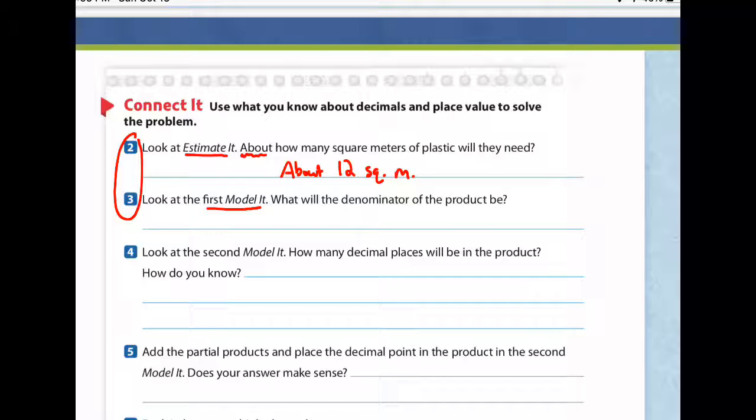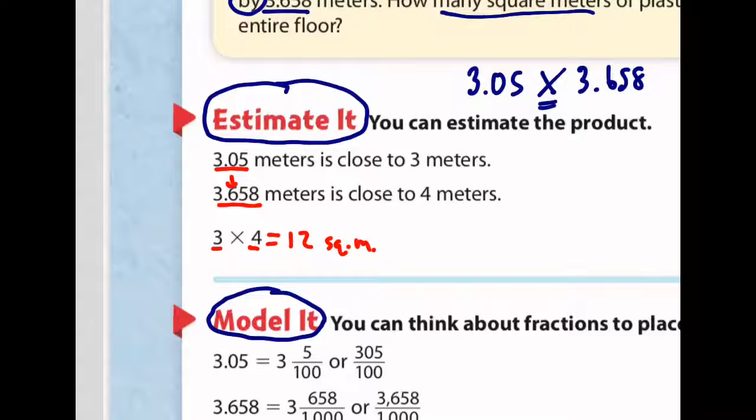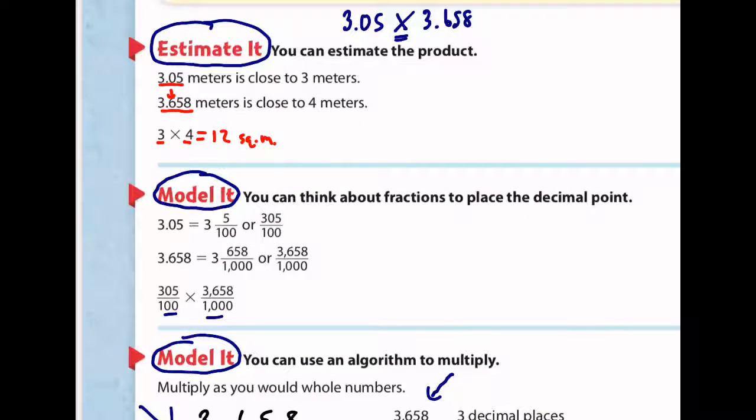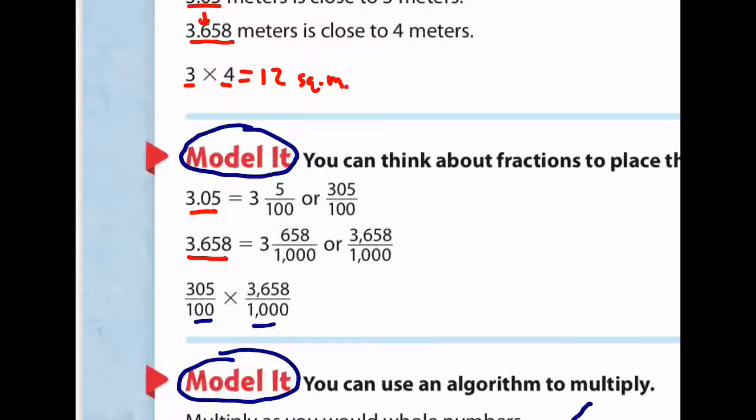3 says, look at the first model it. What will the denominator of the product be? So let's go look at that one. So in this model, let me explain what they're doing. They are saying that you can write these two amounts as fractions. So let's go through the steps. This says 3 and 5/100 can be written as a mixed number, 3 5/100, or 305/100. This one can be written as 3 and 658/1000, or 3,658/1000.